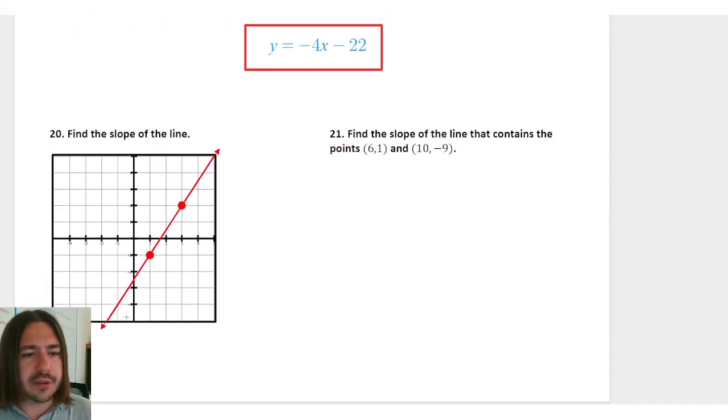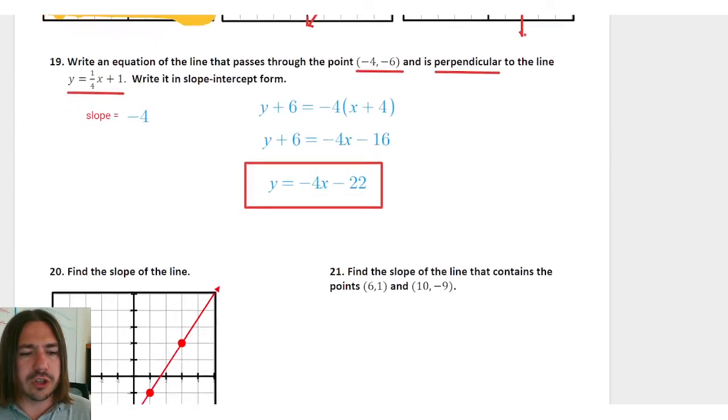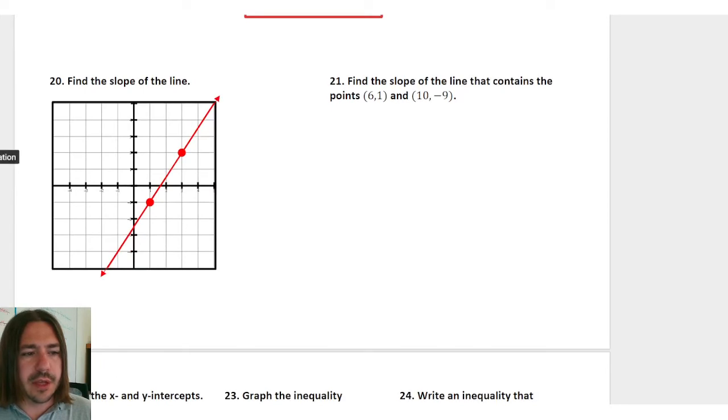For number 20, it says find the slope of the line. So that's basically like number 1, okay? We're doing basically the same thing here. We're just checking our rise over run, and the rise here is going up 1, 2, 3. Okay, so up 3, over the run, which is 2, and that's it. Okay, so you can see we're going up 3. Let me use a different color here so it doesn't blend in with the red. Up 3, over 2.